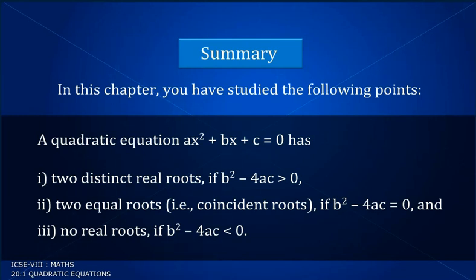6. A quadratic equation ax square plus bx plus c is equal to 0 has: 1. Two distinct real roots if b square minus 4ac is greater than 0. 2. Two equal roots, that is, coincident roots if b square minus 4ac is equal to 0. And third one, no real roots if b square minus 4ac is lesser than 0.